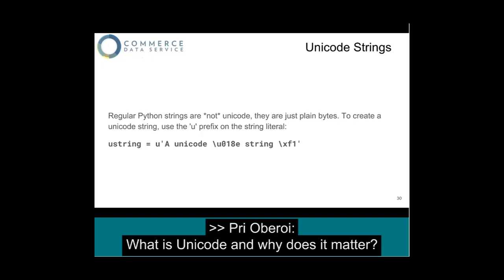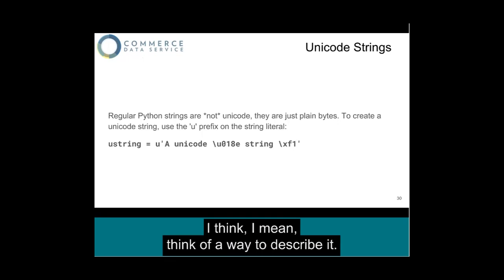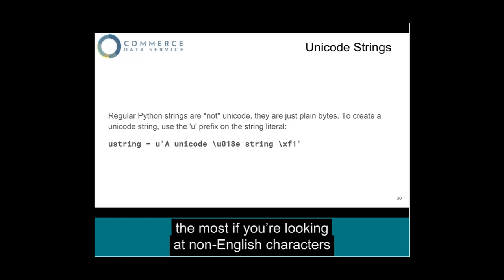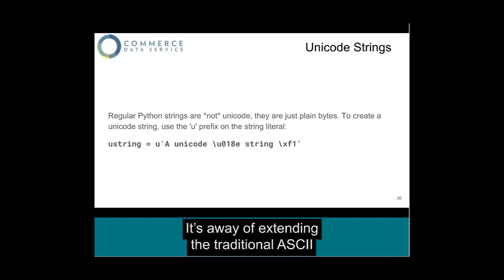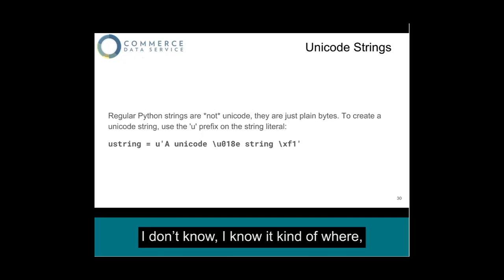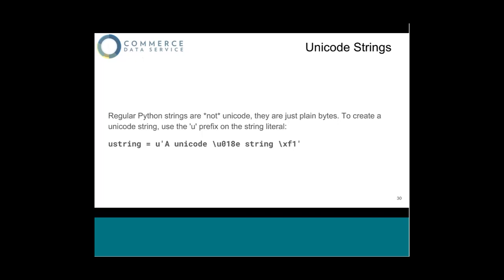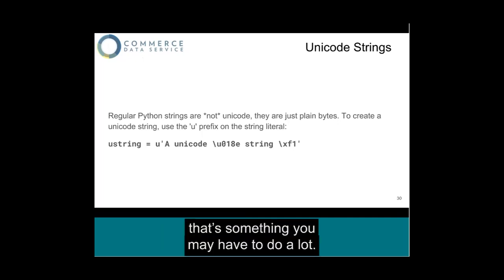What is Unicode and why does it matter? So Unicode is, let me think of a way to describe it. You'll probably encounter it the most if you're looking at non-English characters. It's a way of extending the traditional ASCII to more characters, to extend the alphabet. So if you're dealing with, I know like katakana characters or something, a lot of that's encoded in Unicode because it has more character space within it, so you can put more characters into it. And so that's just a thing. If you deal with Unicode a lot, that's something you may have to do a lot.